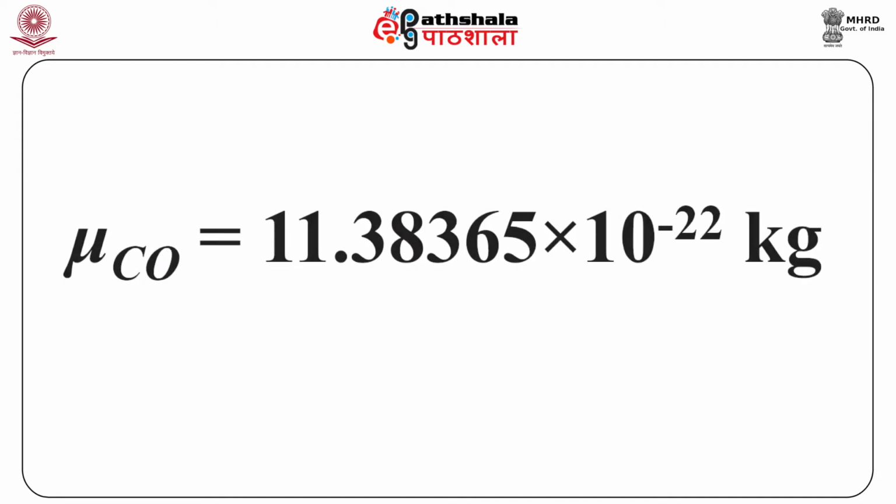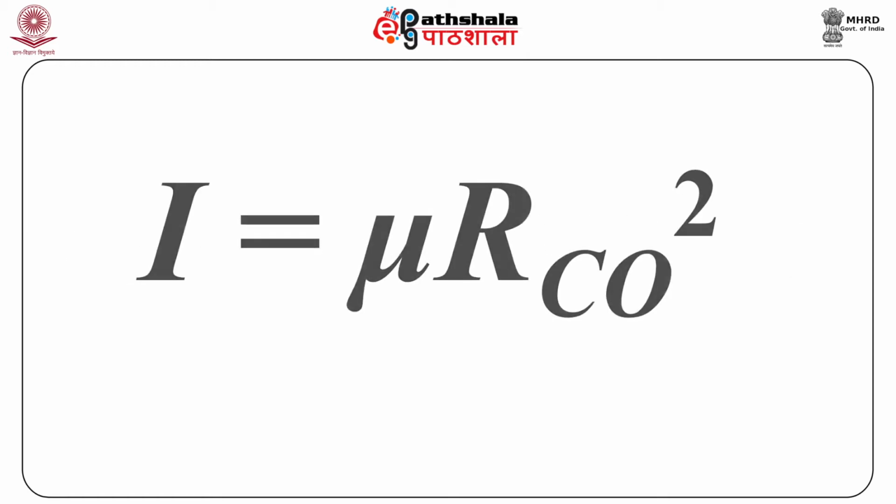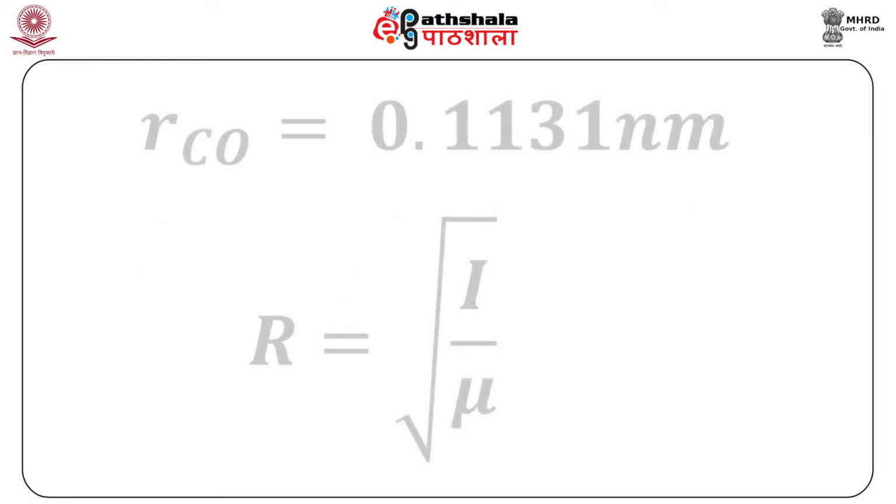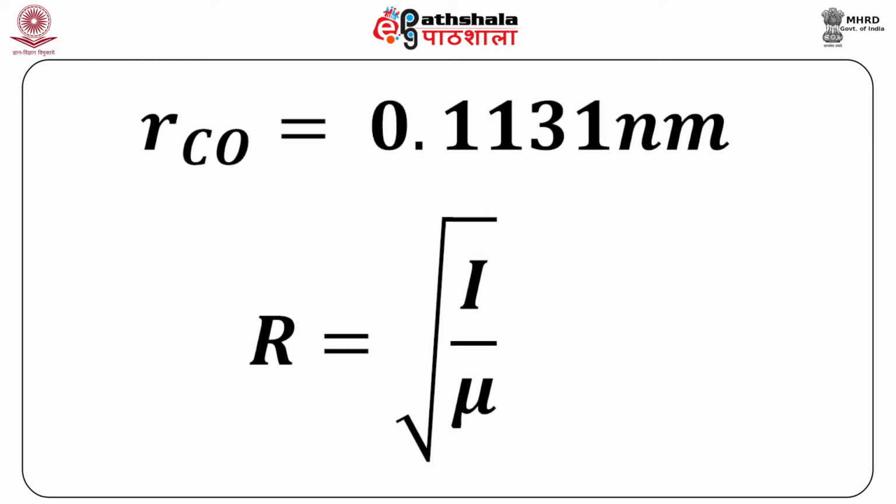So, when we insert these values, we obtain that the reduced mass of carbon monoxide is equal to 11.38365 into 10 raised power of minus 22 kg. We also know that the moment of inertia is equal to the reduced mass multiplied by R_CO square. So, we can obtain the value of R_CO by inserting the values of I and mu_CO in the expression. R is equal to square root of I by mu, and this turns out to be 0.1131 nanometer.